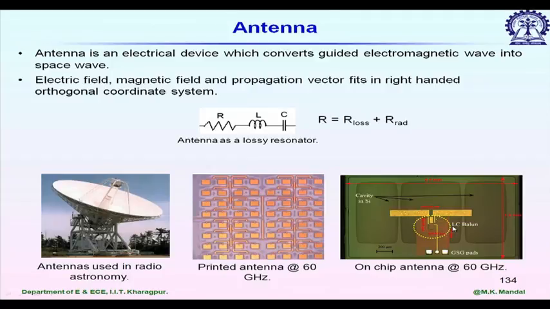At 60 gigahertz the wavelength is already 5 millimeter, and when we are designing on a PCB substrate, we approximately consider the wavelength to be lambda naught by root epsilon r. So the antenna dimension sometimes becomes 1 millimeter or even less. There is a possibility to integrate an antenna on the chip itself, and we will see some examples. Sometimes even the packaging used for the integrated circuit can be used to incorporate the antenna structure.